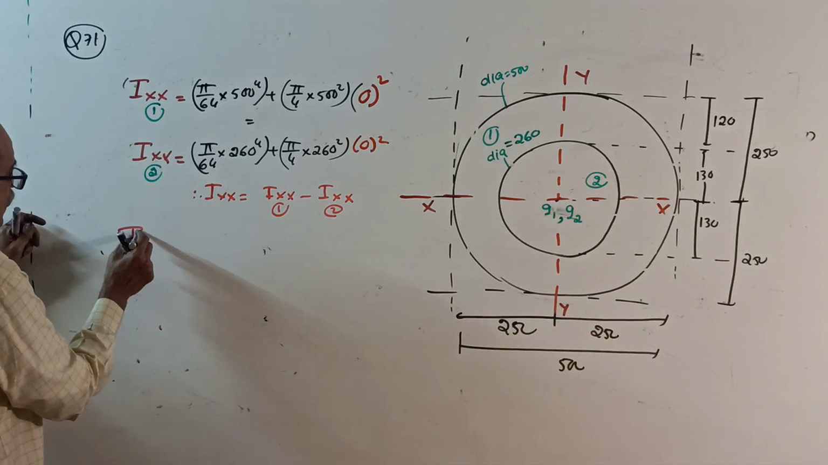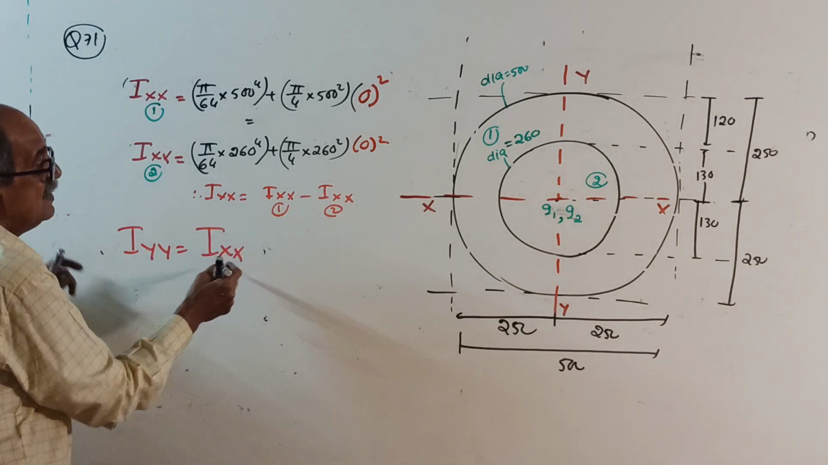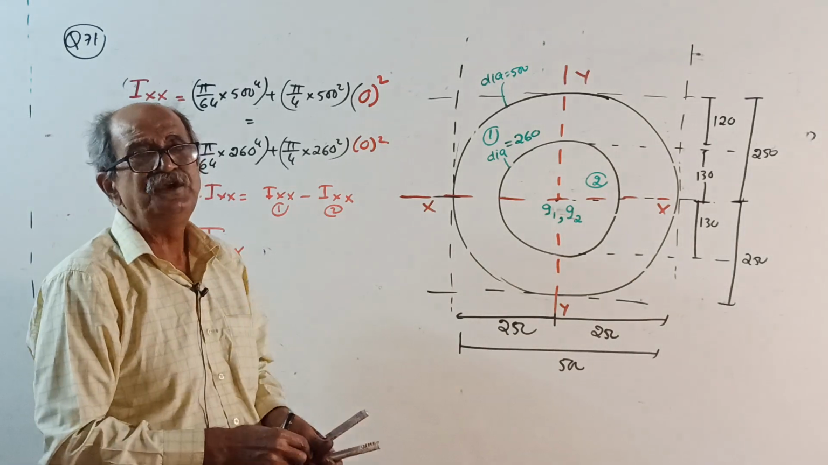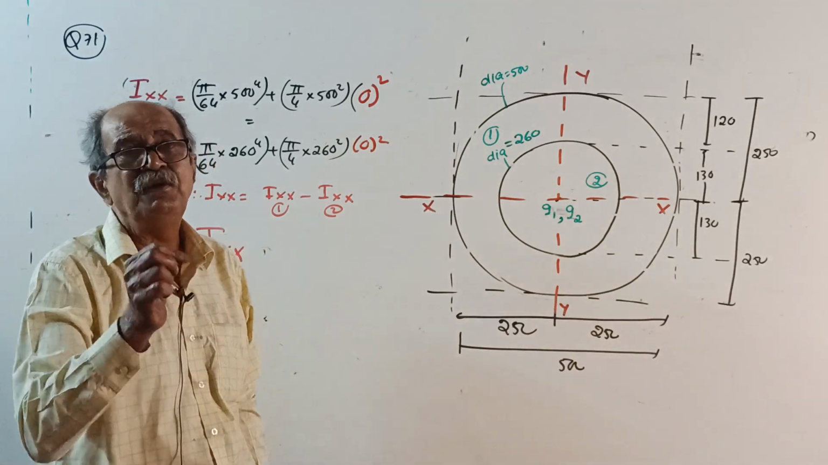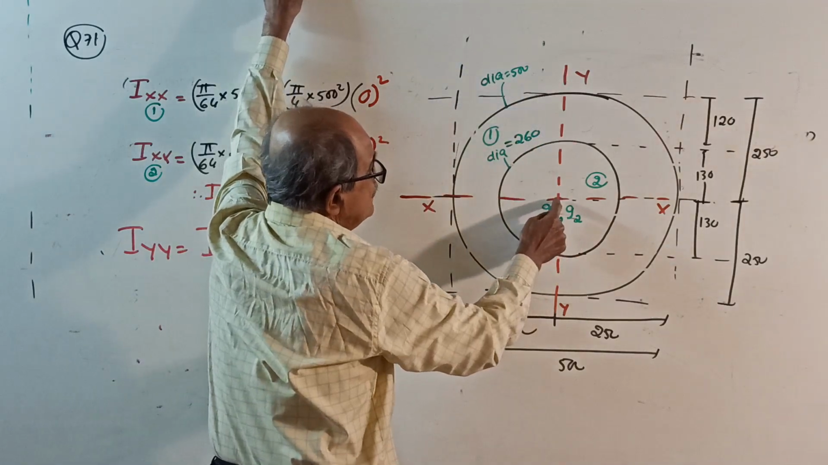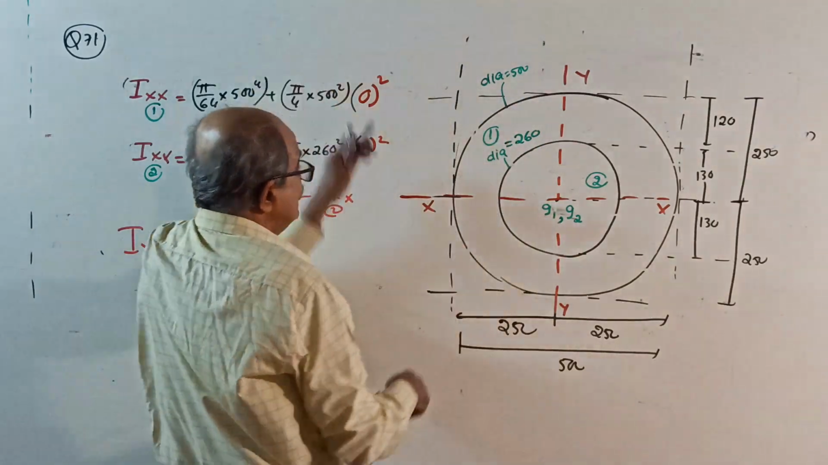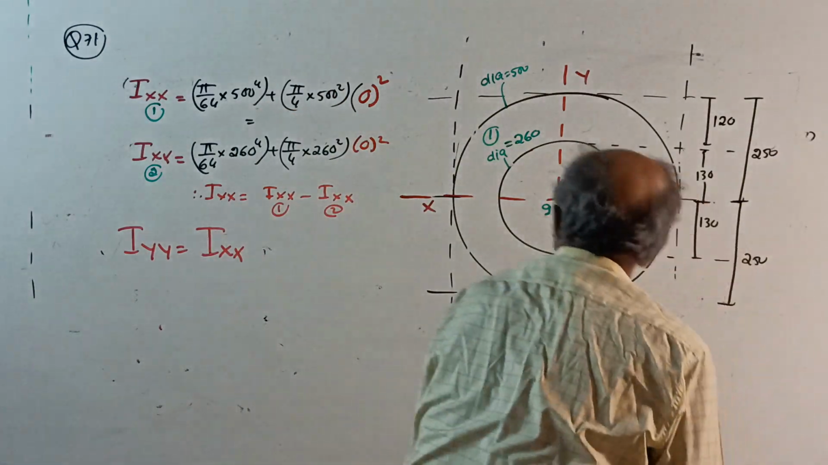Then note, IYY is equal to IXX. Why? There is no change. If you turn by 90 degrees, there is no change here. But not for the previous question. Your IYY will come the same way. Again, G1 and G2 lie on YY. IYY equals IXX.